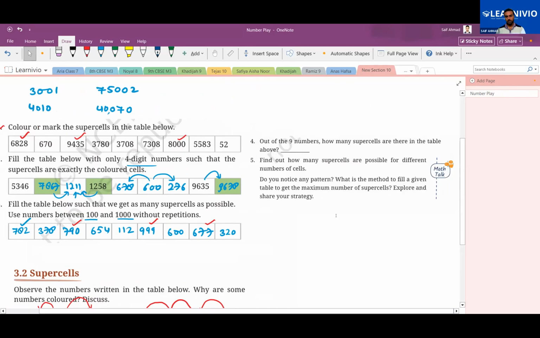Tell the answer of this. Five. Four. Out of 9 numbers, how many supercells are there in the table above? Four. Okay. Find out how many supercells are possible for different numbers of cells.